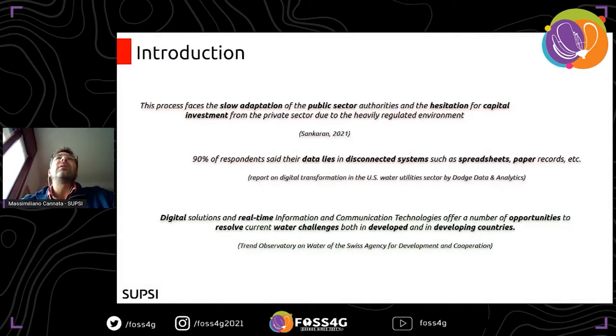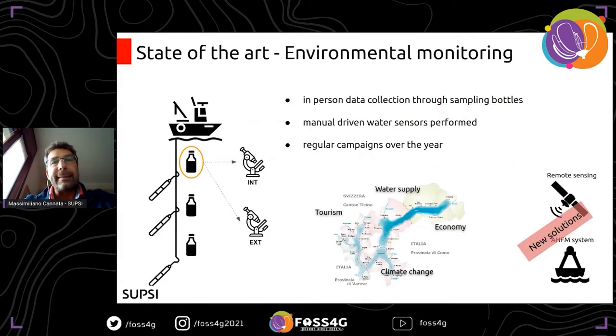The issue with the digital transformation has different reasons, and what we have noticed, like in most of the cases, is that we have disconnected systems that are managing spreadsheets, and people are not used to taking advantage of the new technologies. But we see that there are a lot of opportunities, and we try to push this digital transformation.